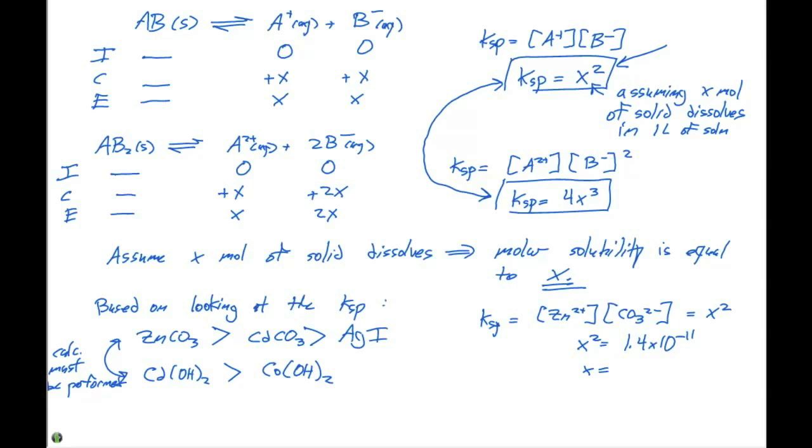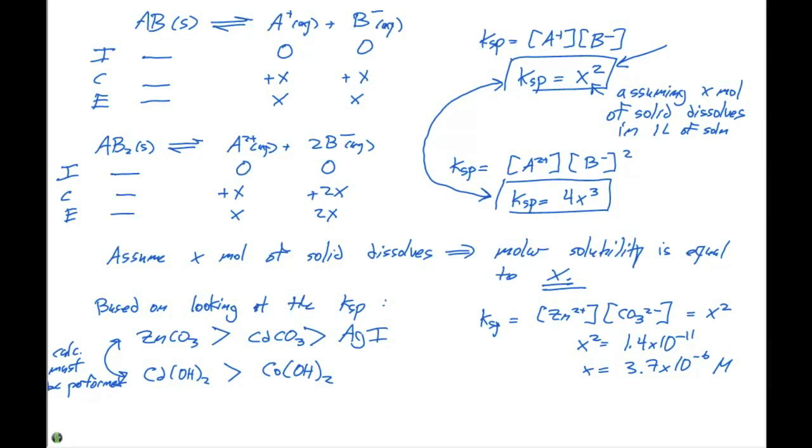and our x is going to equal 3.7 times 10 to the minus 6 molar. This value for x is the molar solubility of zinc carbonate in an aqueous solution. So we can't just look at the KSP and determine that. We have to think a little bit and do a calculation.